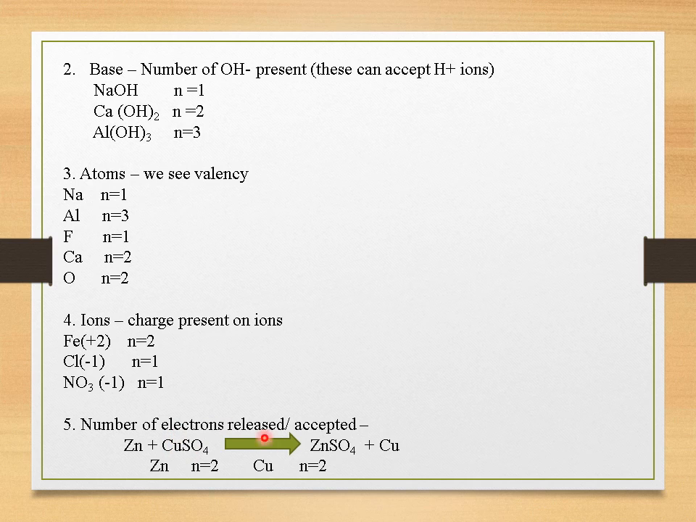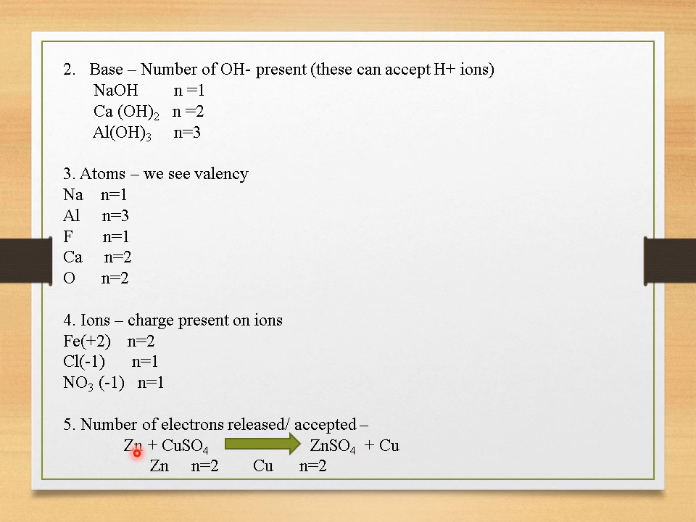Here zinc has plus 2 oxidation state because sulfate has minus 2. Copper is in its native state, so it has 0 oxidation state. So what has happened? Copper has gone from plus 2 oxidation state to 0 oxidation state, so reduction has occurred. And zinc from its 0 oxidation state has moved to plus 2 oxidation state, so oxidation has occurred. And what is the difference? The difference of the electrons.